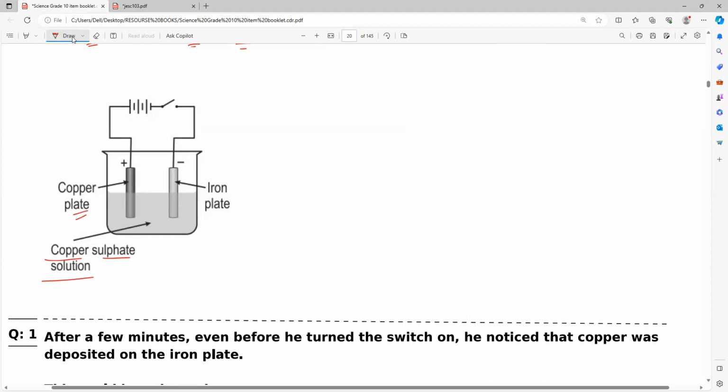Copper plate at positive. Positive means it is what, everybody? Anode or cathode? Anode. Negative, what is this, everybody? Cathode. So here you see the positive and negative terminals. Now it is open. Will the current pass or not? It is an open circuit. Will the current pass or not?